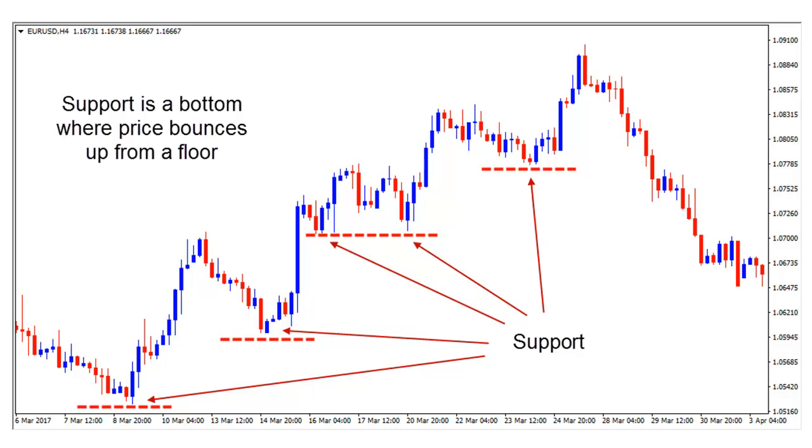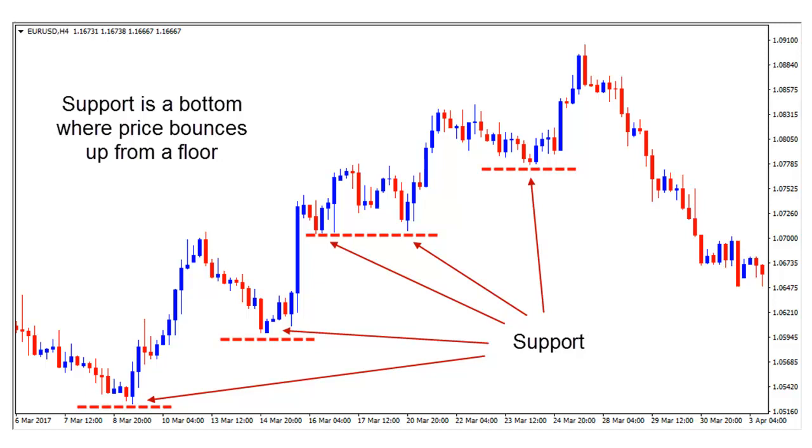We're going to take a quick look at support. What is support? Support is essentially a bottom that the market makes. In this image here, we've got several areas of support that are marked off. Now, a support area is where the price comes down and bounces back up. They are places that act like a floor for the price to bounce off of.